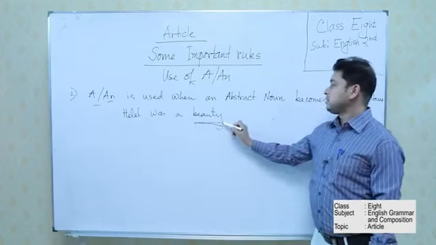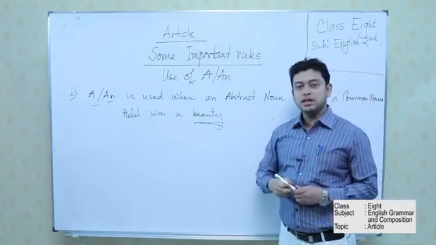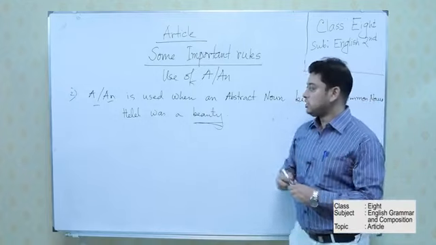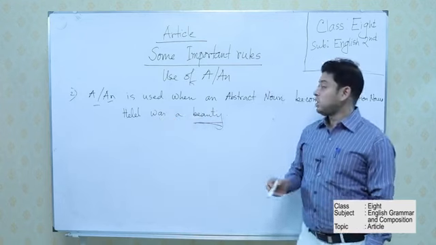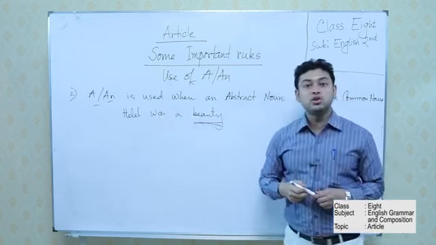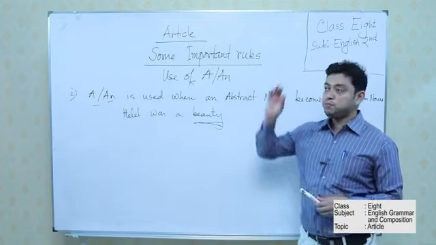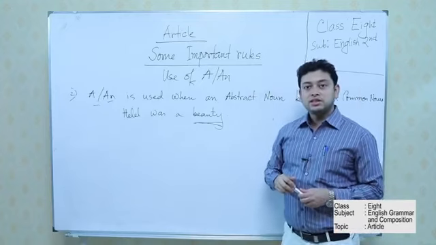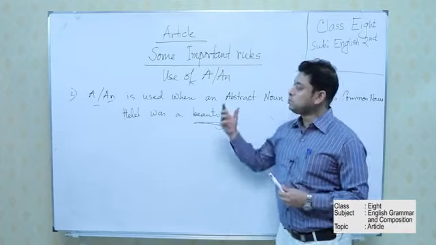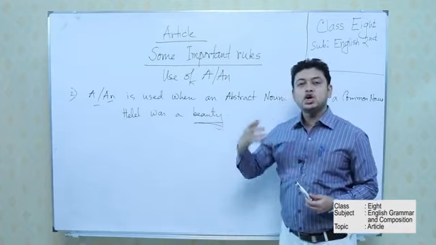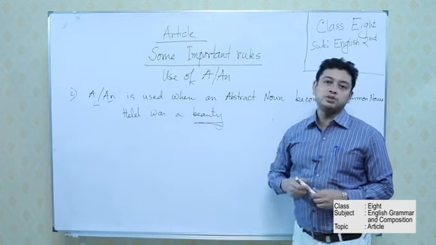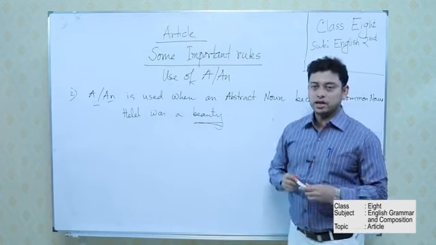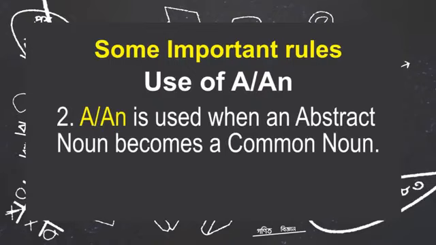Beauty, fundamentally, is an abstract noun, but here, Helen was a beauty. That means we are actually talking about the beauty of Helen, Helen of Troy. She is at the peak as far as beauty is concerned. That's why the beauty of Helen has been symbolized in a common platform. That's why beauty here is no more an abstract noun. It becomes a common noun.